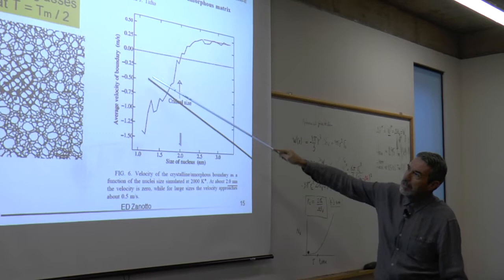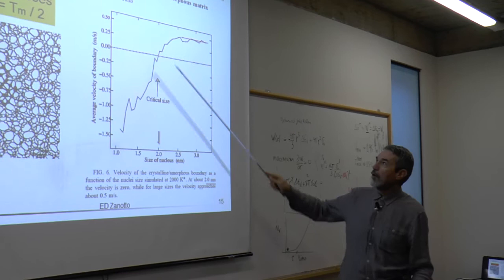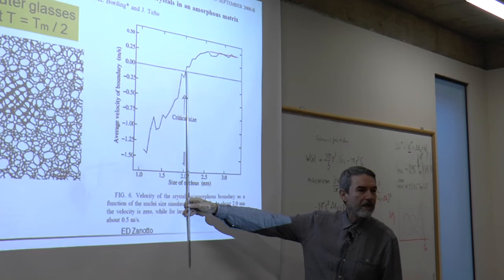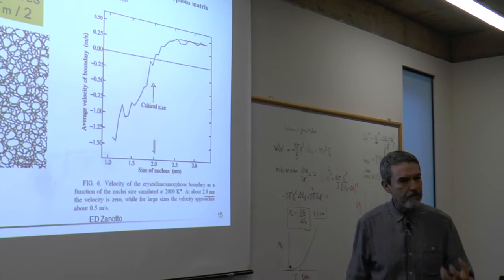Negative velocity means dissolving. Positive velocity, growing. Zero, the critical nucleus size. The critical nucleus size is 2 nanometers. But most important is not the value itself, but the concept.